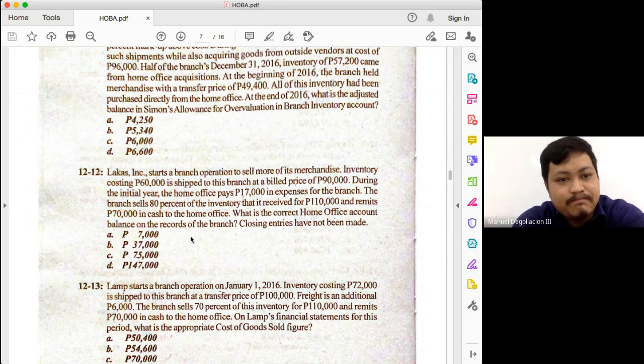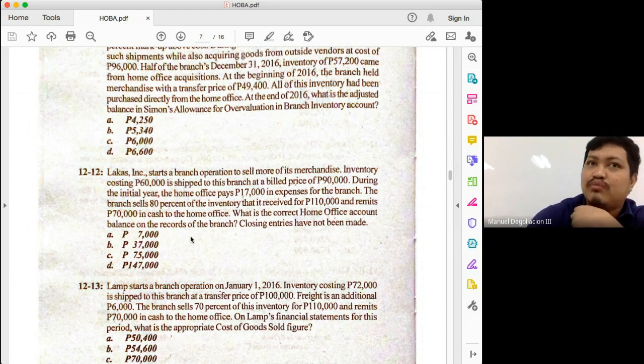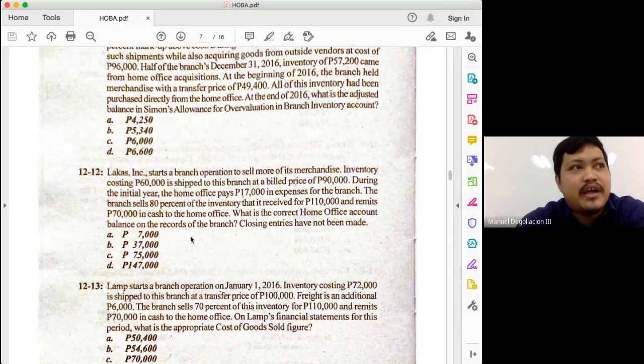So perhaps the challenge here would be to determine what amount will be entered in the reciprocal accounts. Is it the cost of the 60,000 or is it the billed price of the 90,000? And the answer is that it is the billed price. Okay, so when the branch receives the shipment, what would be the entry in the books of the branch? The entry would be debit shipments from home office at 90,000 and credit home office for 90,000. Again, the branch does not know of the true cost. It is only aware of the price billed by the home office. And as far as the branch is concerned, the billed price would be the cost to the branch.